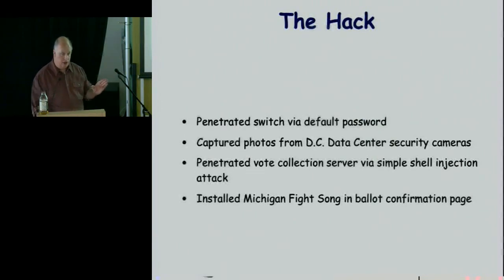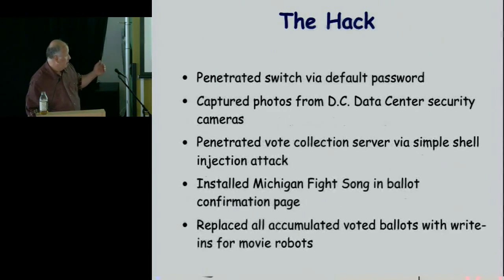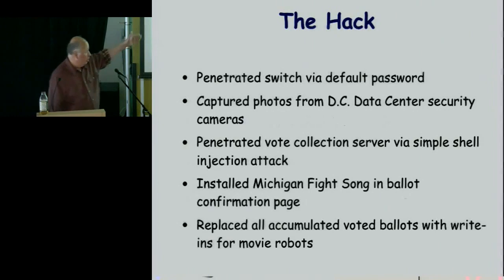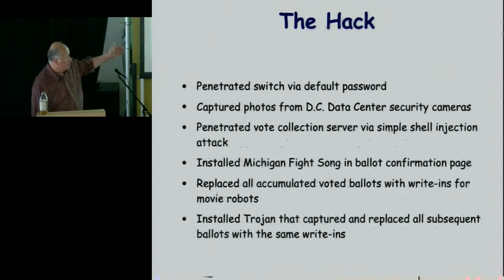But the election officials running the election didn't understand. They didn't notice it for at least, and it's not clear when, but at least 24 hours, possibly 36 hours after this. They also replaced all of the accumulated ballots up to that point with fake ballots that were write-ins for movie robots. In addition, they installed a Trojan that captured all subsequent ballots, most of which were blank, I might add, with the same write-in ballot for movie robots.